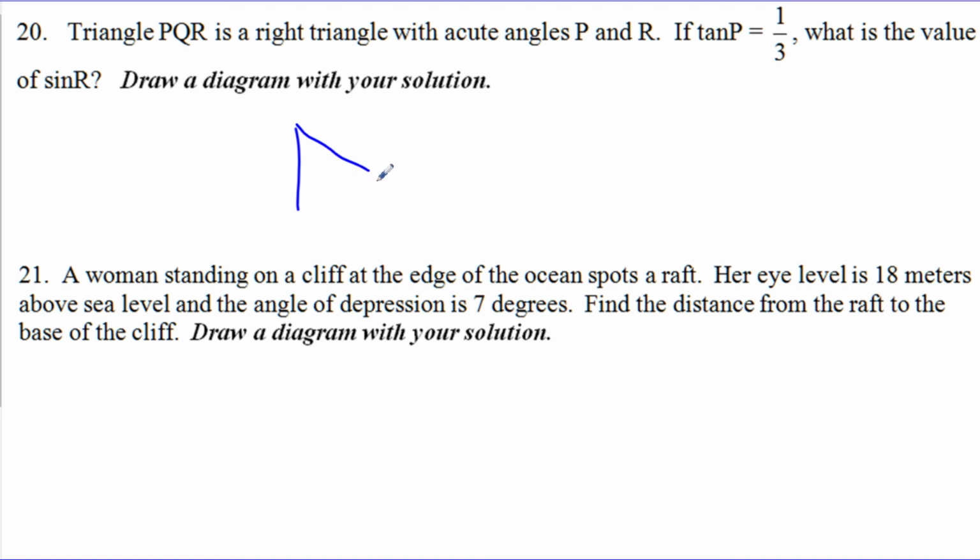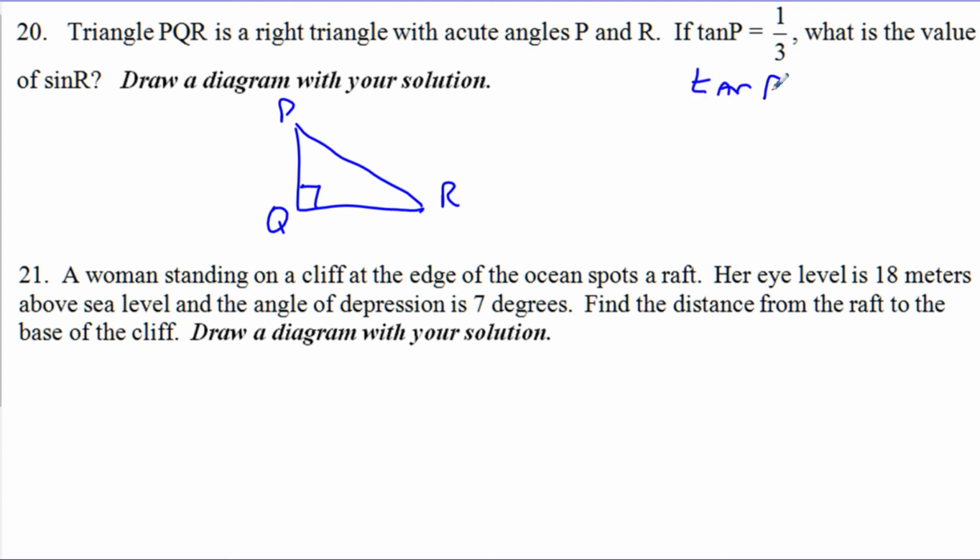So I'm going to draw that. It looks like this. Q is the right angle, and P and R are just acute angles. So it's going to look like that. They're saying tan P is 1 over 3. What is sine R? So remember what tangent means.